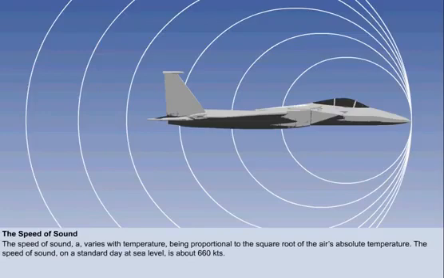The speed of sound, which is symbolized by a lowercase a, varies with temperature. Sound waves are weak pressure waves, which propagate from their source spherically through the atmosphere. The speed at which these sound waves travel is proportional to the square root of the absolute temperature of the air. The lower the temperature, the lower the speed of sound. On a standard day at sea level, the speed of sound is about 660 knots, or 340 meters per second.